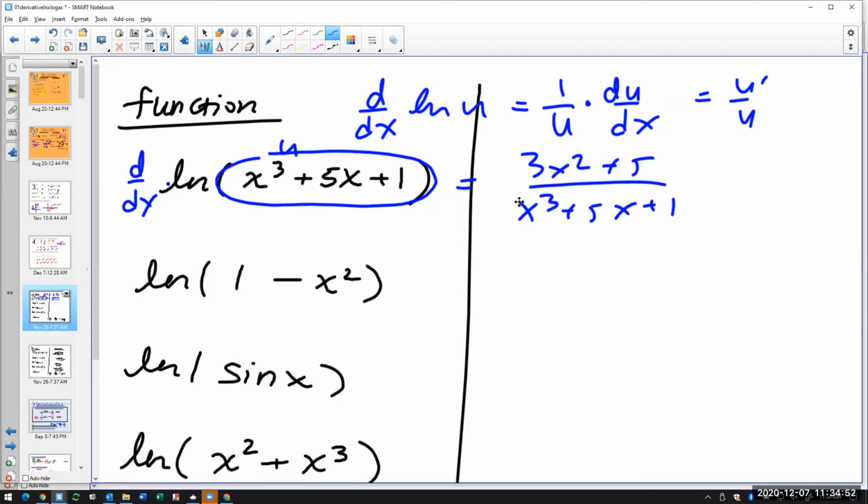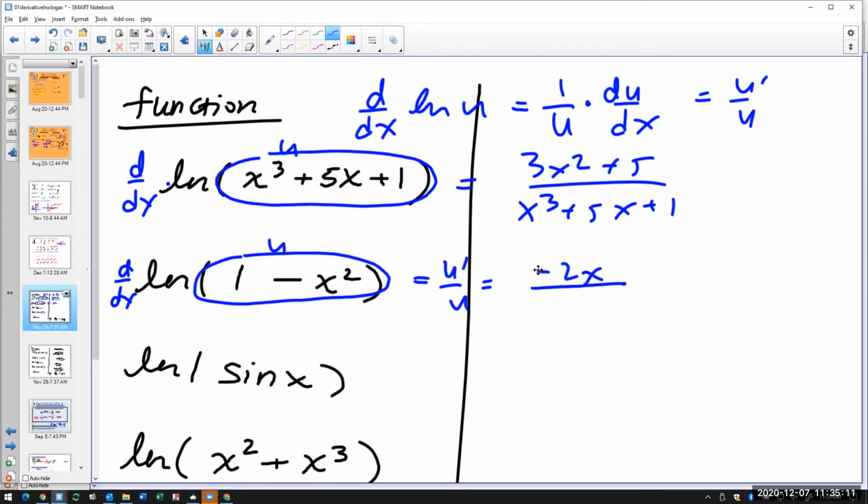See how easy that is? Maybe it's not easy yet. Maybe we'll do another one and it'll be easy. The derivative of ln of u, where the u is the argument that goes with your ln, is always equal to u prime over u. So it's the derivative of your u, which is negative 2x, over your u, which is 1 minus x squared.